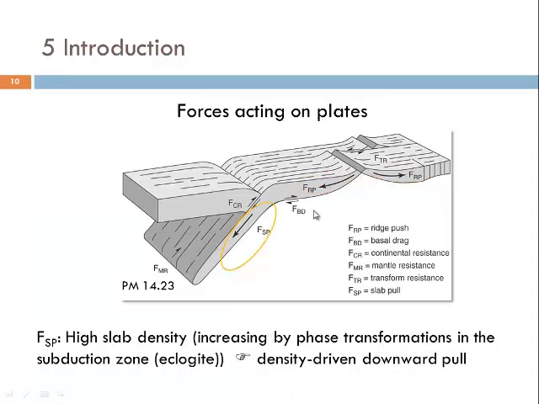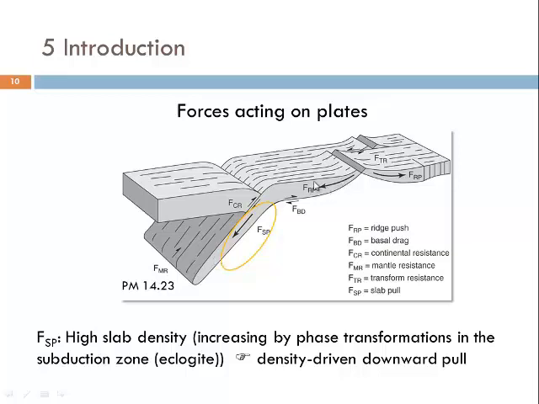Then the slab pull force acts in the same direction. We see here the ridge push is spreading laterally and is moving oceanic lithosphere away from the mid-oceanic ridges. The slab density increases downwards and is anyway quite high.